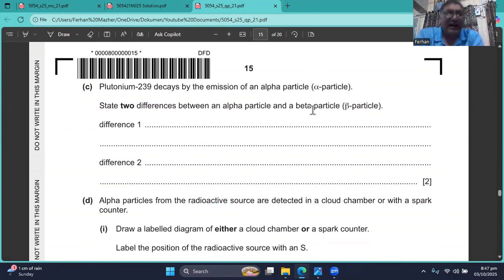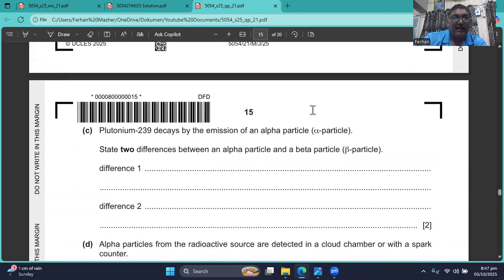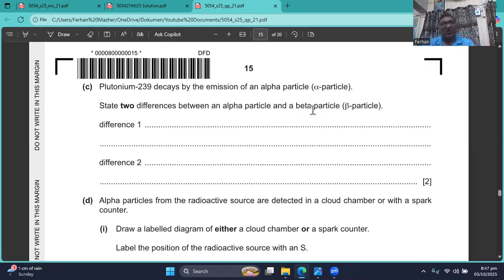Okay, the C part is the plutonium-239 decays by emission of an alpha particle. Let me check, I have done this whole thing. Okay. So now we are on the question number 8, and its C part. He says the plutonium-239 decays by emission of an alpha particle. State two differences between an alpha particle and a beta particle.